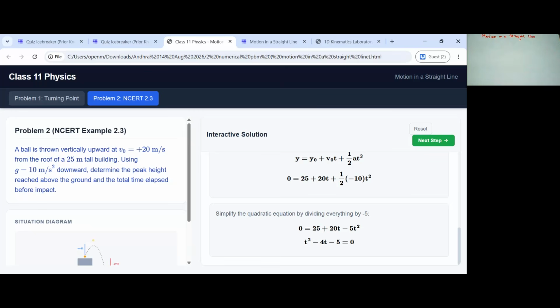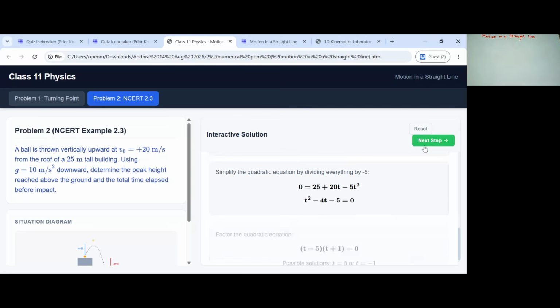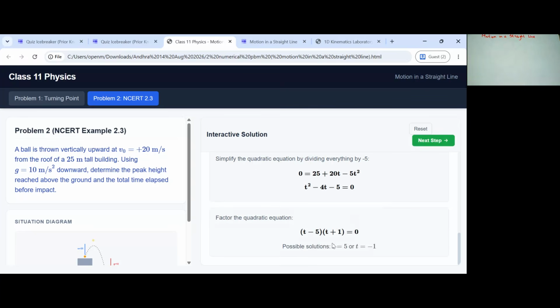So we need factors of minus 5 that add up to minus 4. Those are minus 5 and plus 1. When we multiply minus 5 and plus 1, we get minus 5. When we add minus 5 plus 1, we get minus 4. So these are the factors of this quadratic equation: t minus 5 into t plus 1 equals 0. So possible solutions: t equals 5, t equals minus 1.